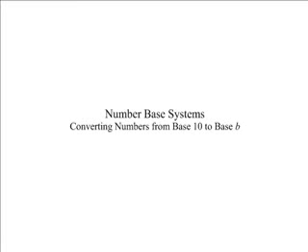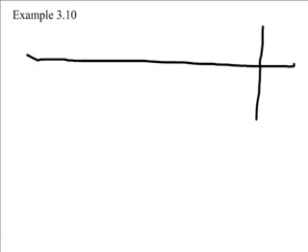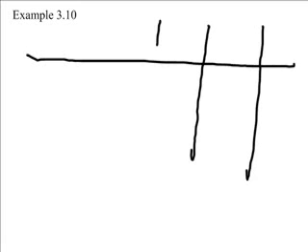Number-based systems: converting numbers from base 10 to base B. Example 3.10. Convert 5,477 to base 8. What we want to do in this case is look at the place values for base 8 and see how high we can go.